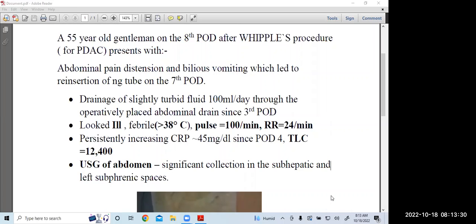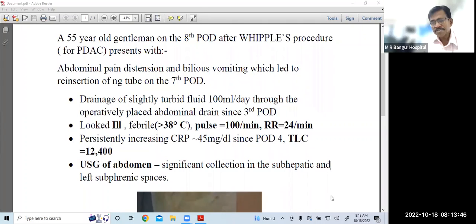You can also use, as you said, the CT scan to drain whatever collection is not draining properly in the subhepatic space, subphrenic space, left subphrenic space. You can put in image guided pigtails so that the loculated fluid gets drained out.